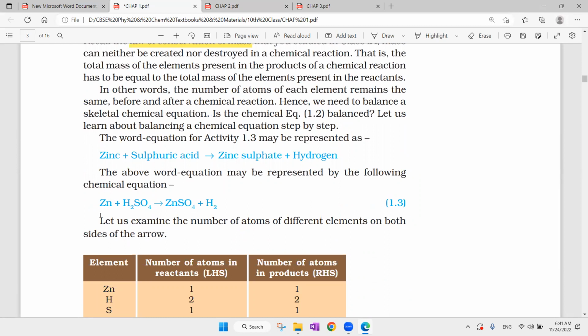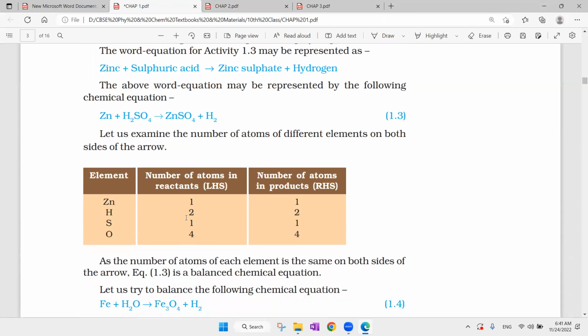Zinc, its symbol is Zn. Sulfuric acid, formula H2SO4, gives rise to zinc sulfate. ZnSO4 is the formula. Hydrogen, H2 is the symbol. I think we have studied how to balance chemical equation. Before balancing chemical equation, we need to count the number of atoms, LHS and RHS.